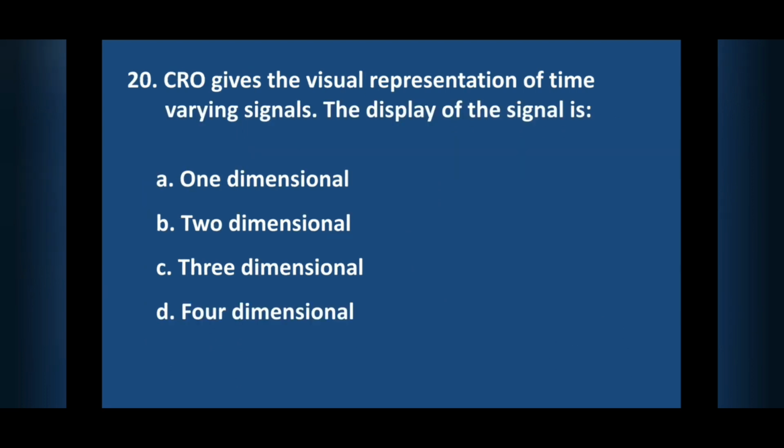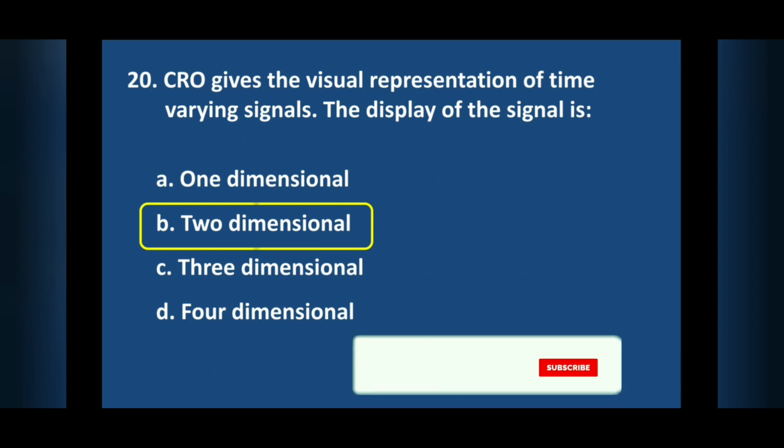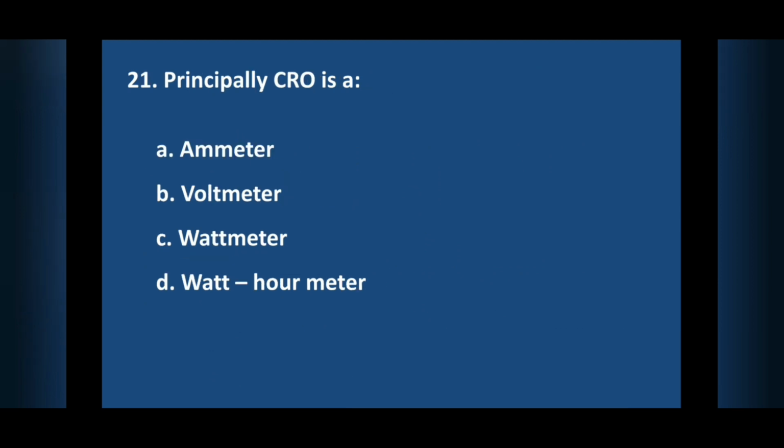Question number 20. CRO gives the virtual representation of time varying signals. The display of the signal is. Answer is option B, two-dimensional. Question number 21. Principally CRO is a. Answer is option B, voltmeter.